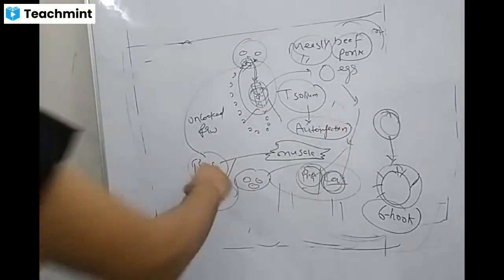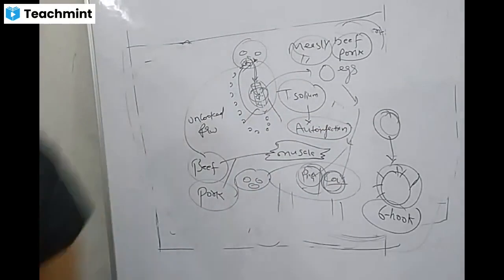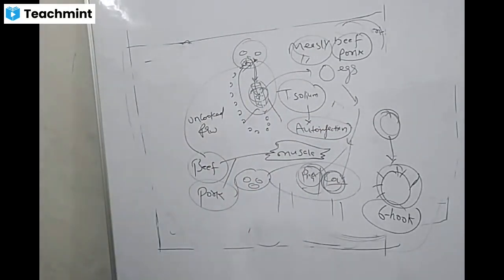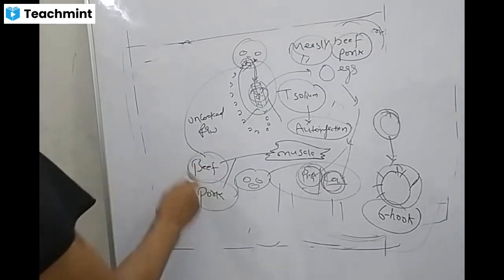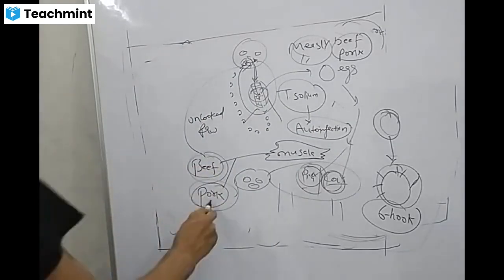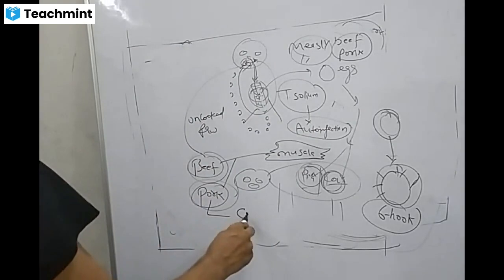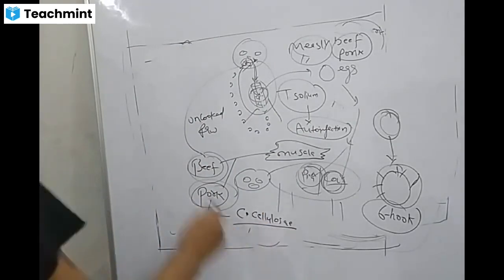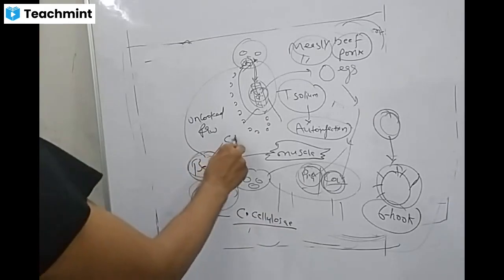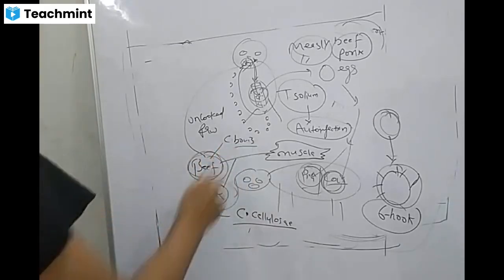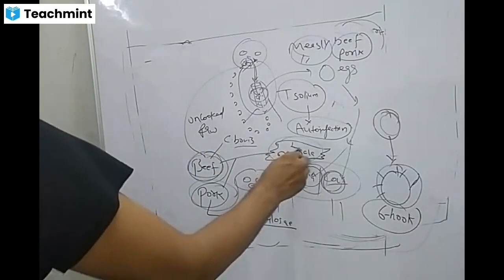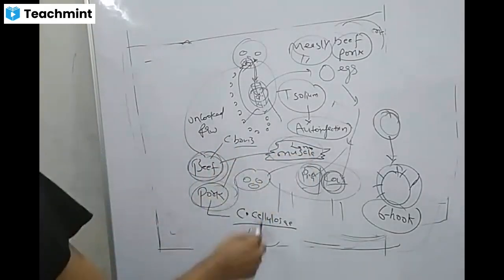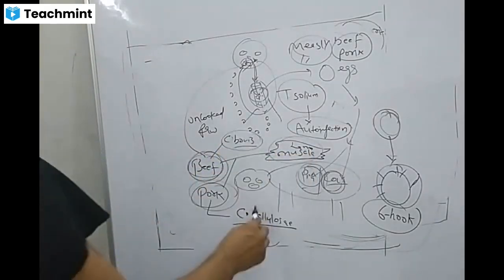One more thing. What is present inside this beef and pork? In case of pork, what is present? Cysticercus cellulosae. In case of beef, what is present? Cysticercus bovis, because the muscles contain larvae, these larvae, bovis and cellulosae.